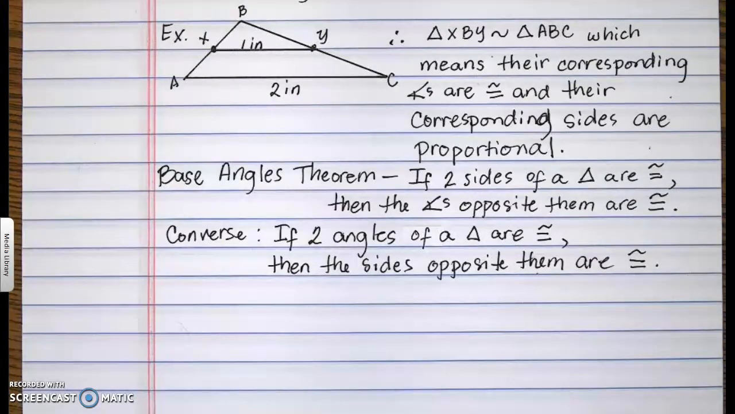The next type of triangle theorem is the base angles theorem. The base angles theorem states that if two sides of a triangle are congruent, then the angles opposite them are congruent. The converse of this theorem also works: if two angles of a triangle are congruent, then the sides opposite them are also congruent.